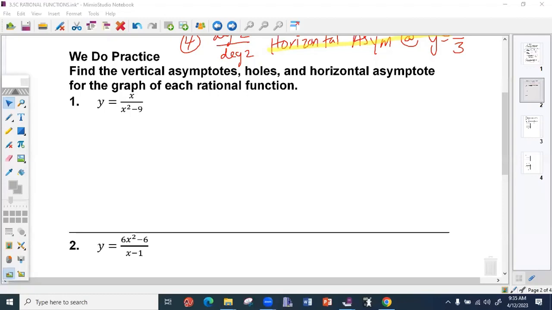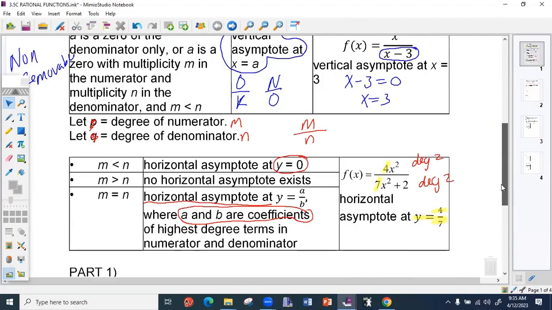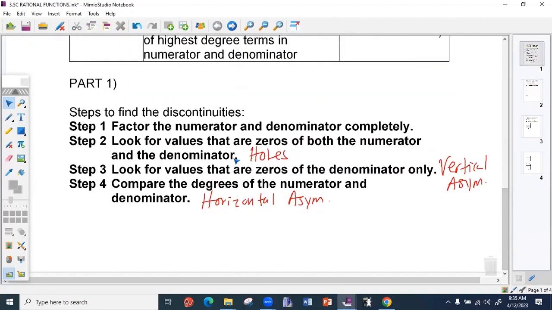So, yesterday, I guess we've been doing this for a minute. We are talking about finding our discontinuities, right? And so we went through the steps of finding your discontinuities. Step 1, we factor the numerator and denominator. Step 2, we look for values that are zeros of both numerator and denominator. That tells us our holes. Step 3, we look for values that are zeros of the denominator, and that tells us our vertical asymptote. And step 4, compare the degrees of the numerator and denominator.